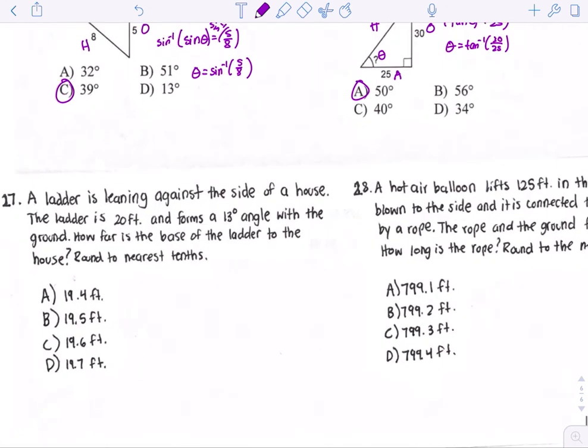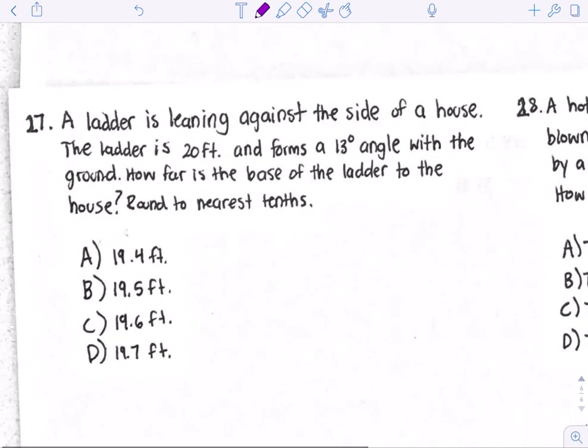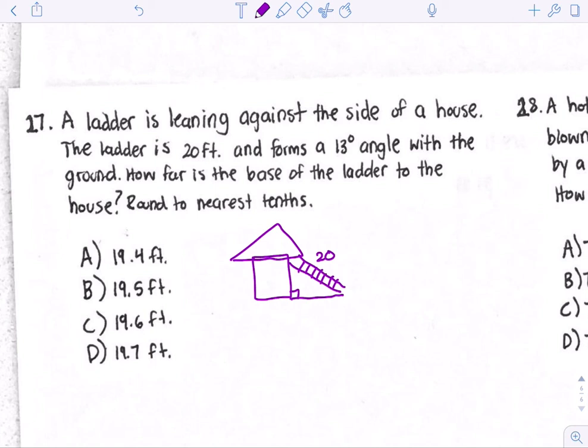And lastly, for these two, you have to do a drawing. It says a ladder is leaning against the side of a house. So here's the house. There's the ladder. There's the ground. It says the ladder is 20. The ladder forms a 13-degree angle with the ground. How far is the base of the ladder from the house, which is here?